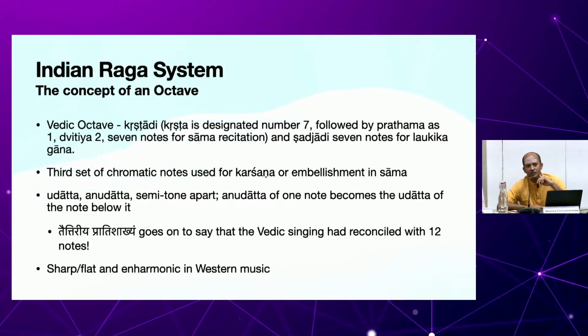And there was also a third set of chromatic notes called the Karshana, which was used in Sama for embellishment. And there were notes, Udatta and Anudatta, which were a semitone apart. When you have the main note, the note above it is the Udatta, and that which is below it was called the Anudatta.